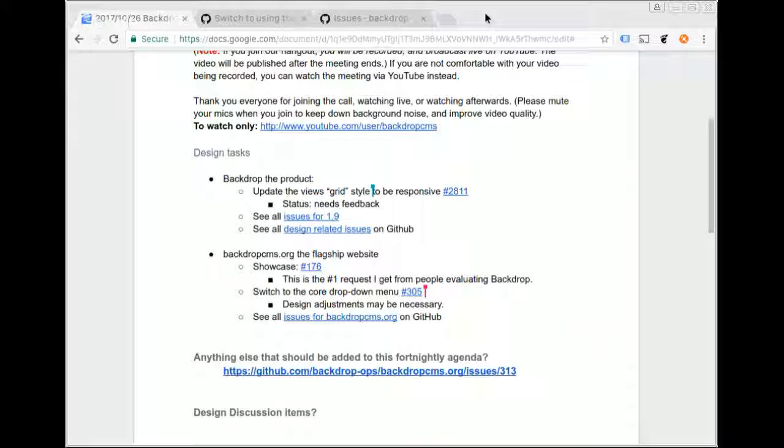Okay. Well, I would like to encourage, if anyone's working with Backdrop and you do find something that you think needs design attention, please create an issue for us. Right now, there are a lot of people working on Backdrop who are mostly developers, and we might not notice things that could use a little design improvement.